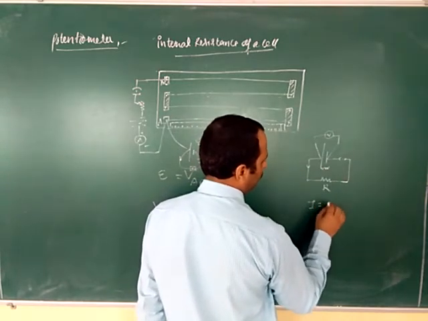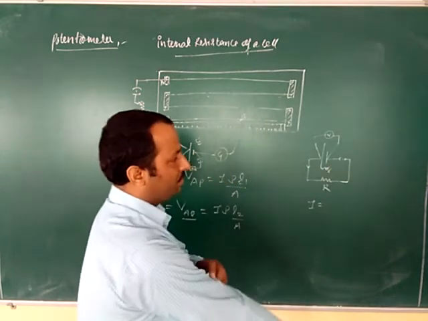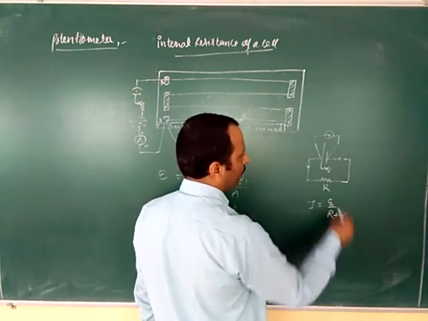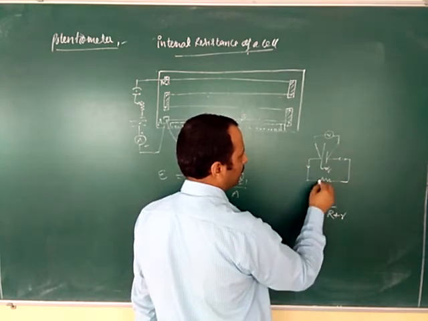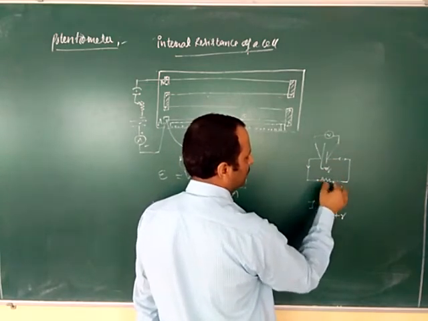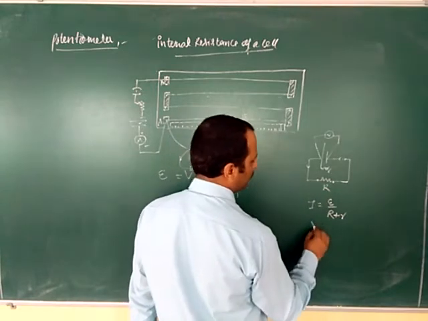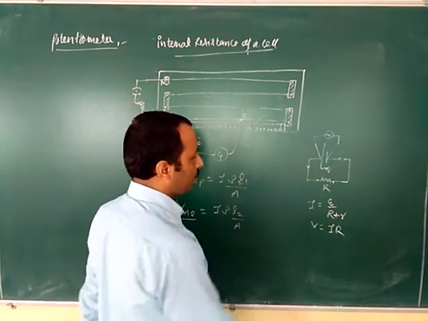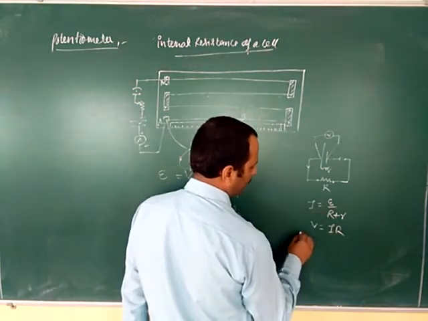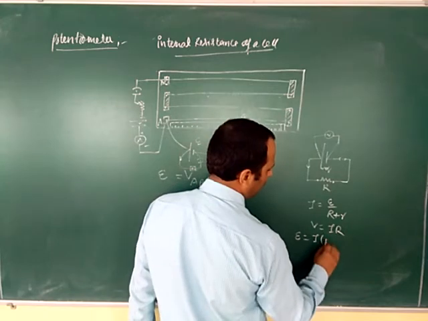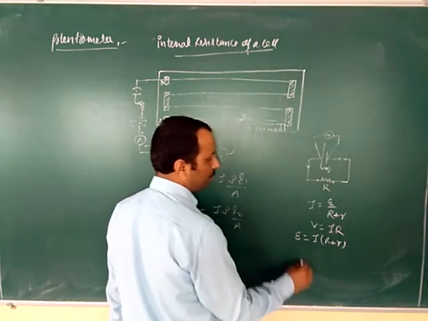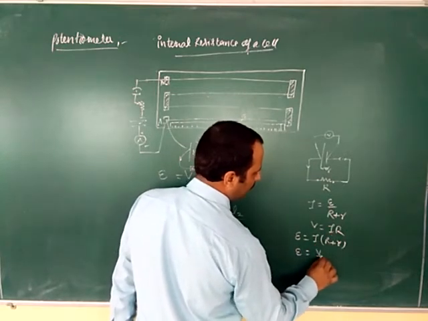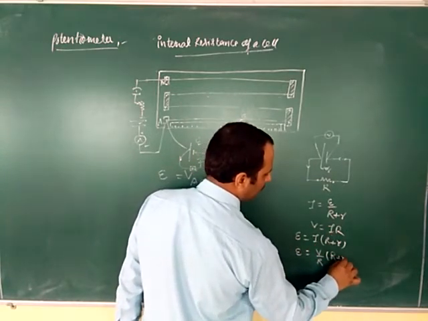So how much current will flow? This is the small internal resistance of the cell. So the current is equal to E upon R plus r. Whatever the potential difference this cell is having, the external resistance will also have the same potential difference. So V is equal to IR. This thing we have learned. So if we place the value of current over here, can we write IE is equal to IR plus r? So the value of I is how much? V upon R, that is R plus r.